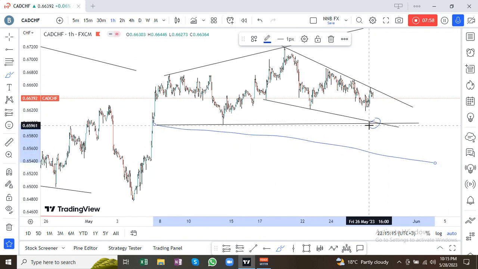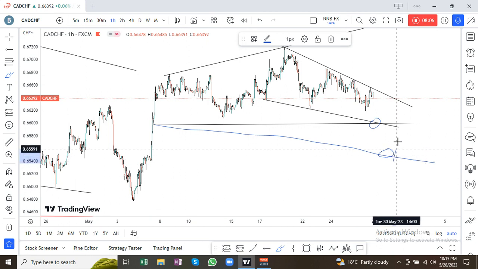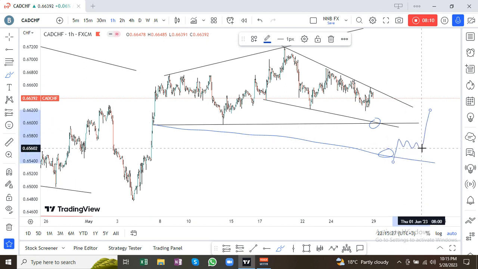So for this, I'll wait for the market to reach this area down here or down here, and then I'll wait for the market to impulse back up and form a continuation structure. For this, I might enter on the 15 minutes time frame or the 1 hour time frame.